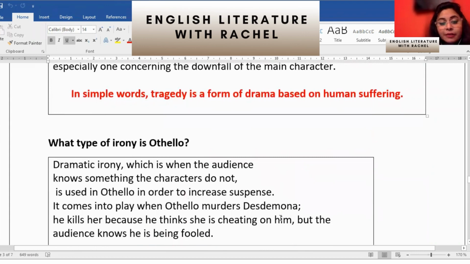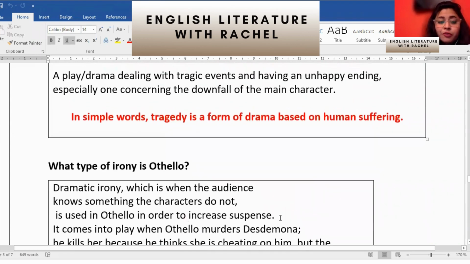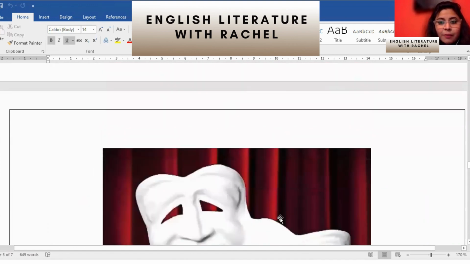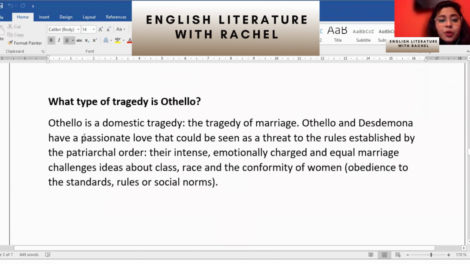So what type of irony is Othello? Okay, so before we go into the depth of what type of irony it is, let's cover the previous topic in more detail. So that is, what type of tragedy is Othello? Othello is a domestic tragedy, the tragedy of marriage. Othello and Desdemona have a passionate love that could be seen as a threat to the rules established by the patriarchal order. So what is patriarchal order? That is the male-dominated society. Their intense, emotionally charged and equal marriage challenges ideas about class, race, and the conformity of women. That is obedience to the standards, rules, or social norms.